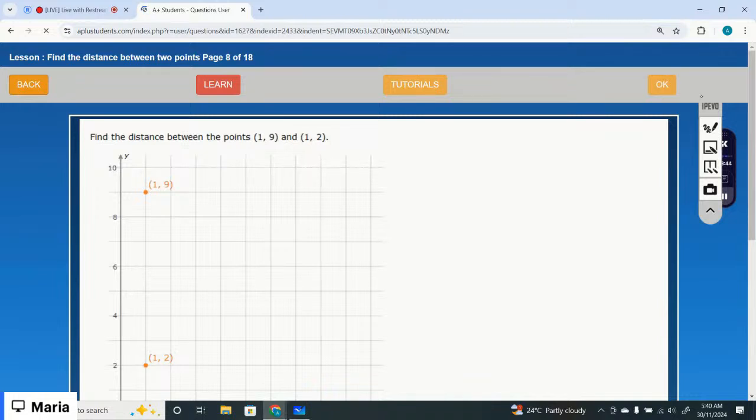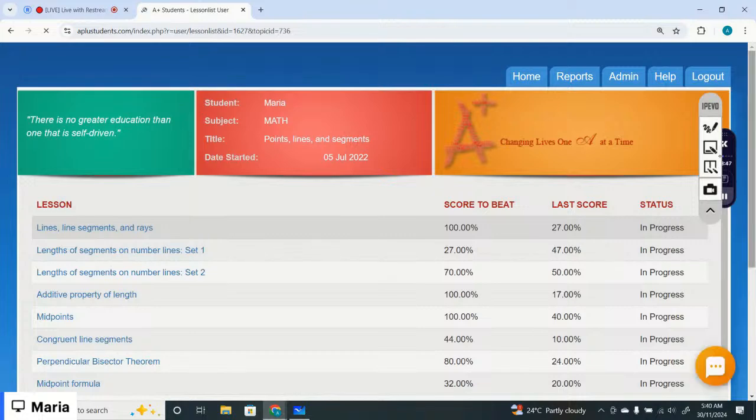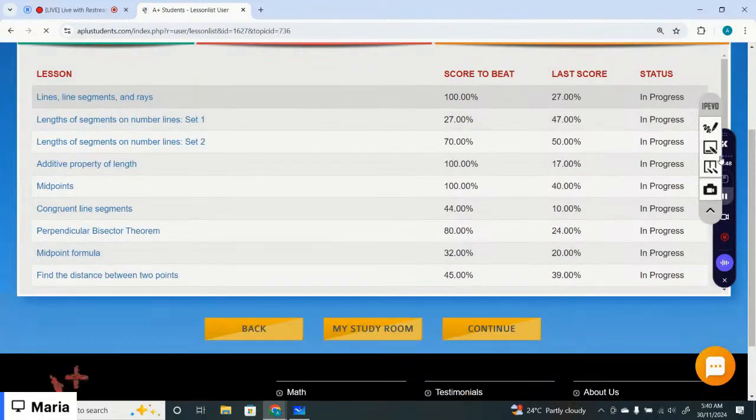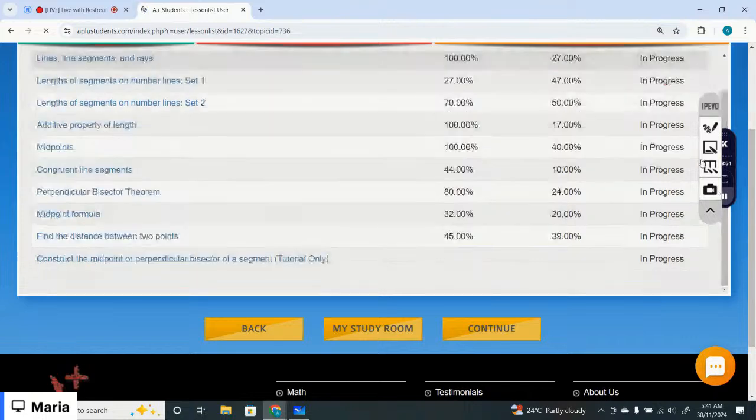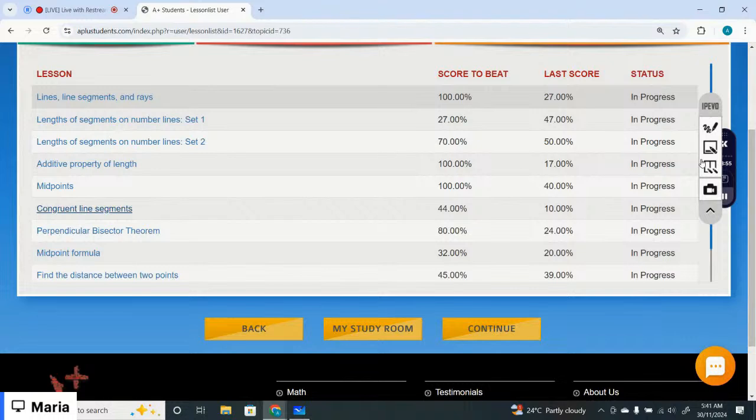So we are working on grade 10 math. The chapter we are working on is points, lines, and line segments. The lessons we have covered today are congruent line segments, perpendicular bisector theorem, midpoint formula, and find the distance between 2 points. So please make sure you have your notebook and pencil.